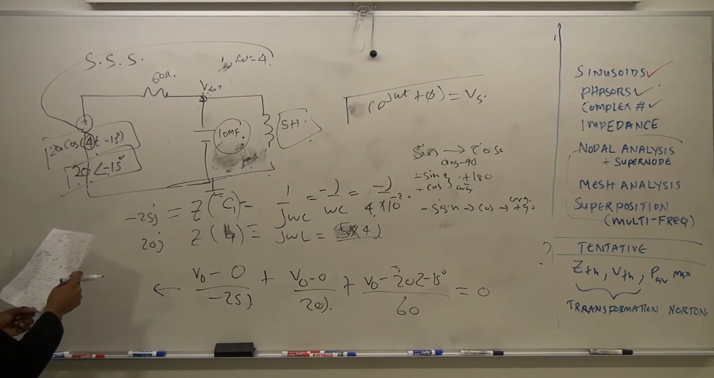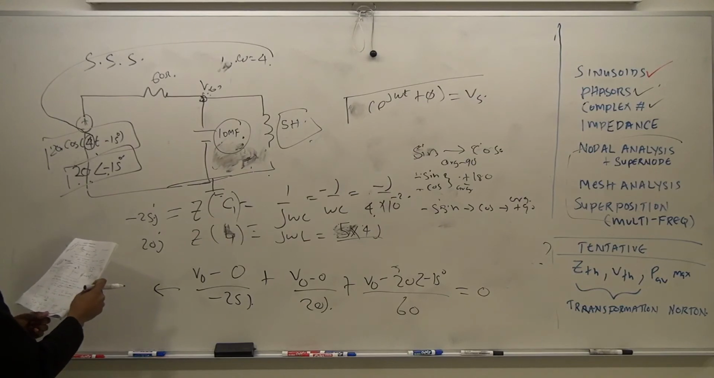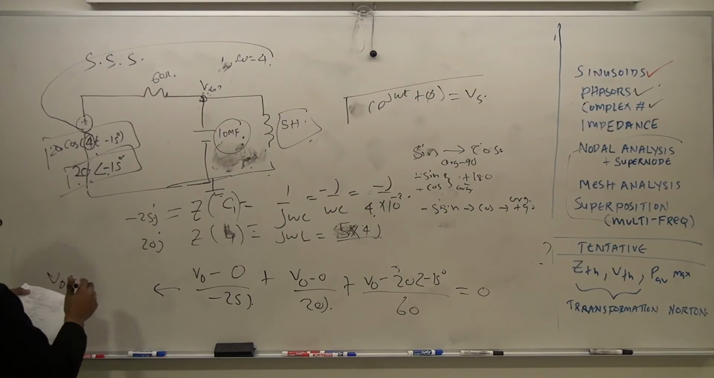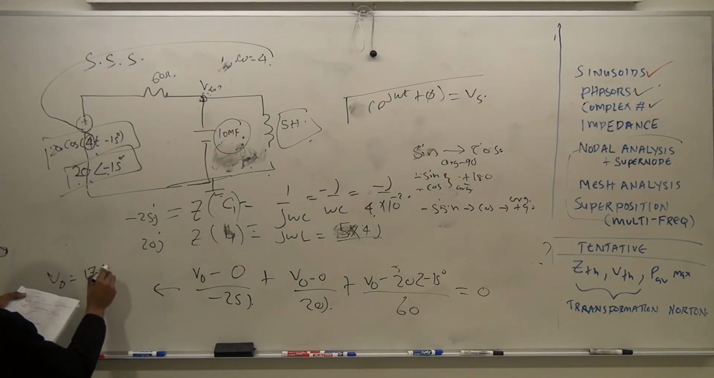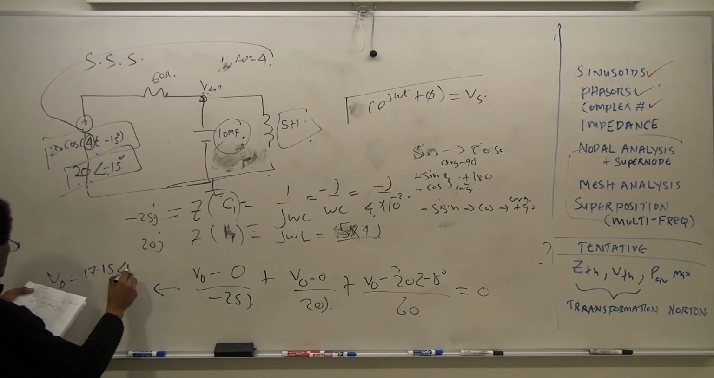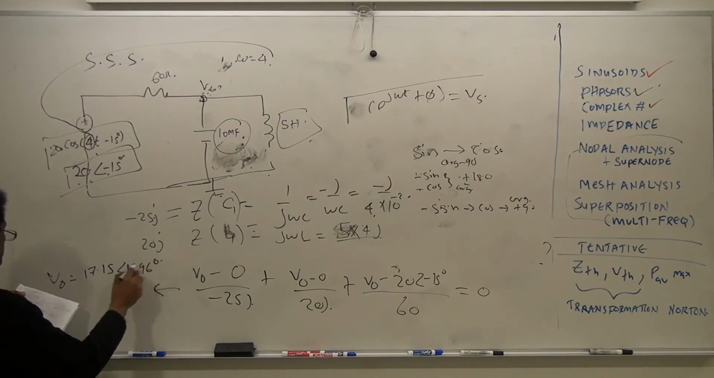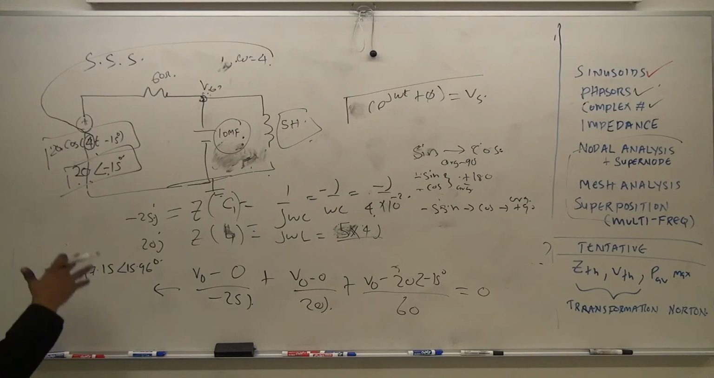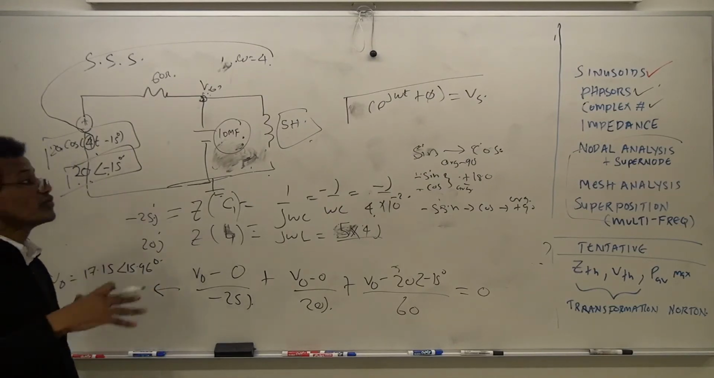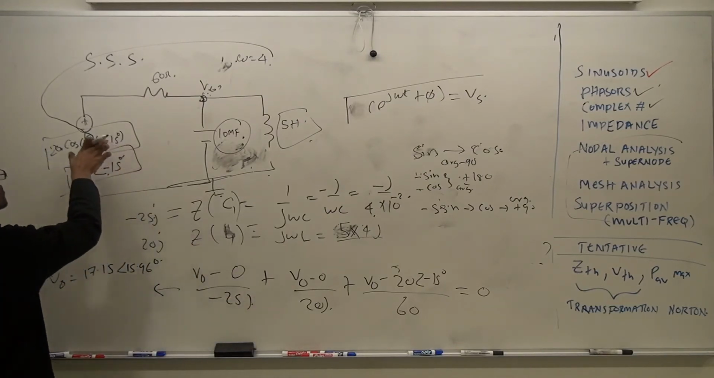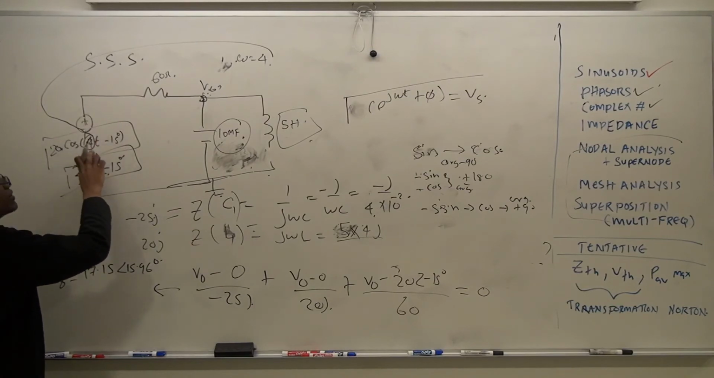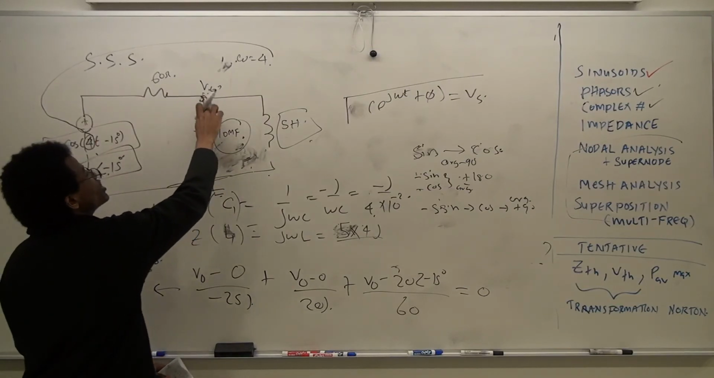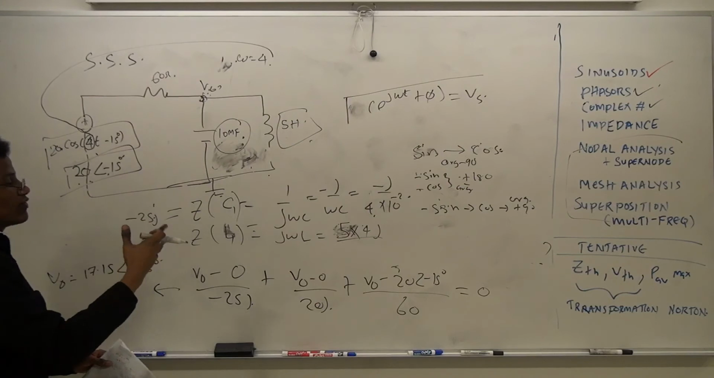Vo very quickly is equal to, okay, Vo you got is equal to 17.15 angle 15.96 degrees. You get this. Now the question is, is this the final solution? No, because they give you already the voltage source in the form of time, and you want to find what the voltage is. It should also be a function of time.